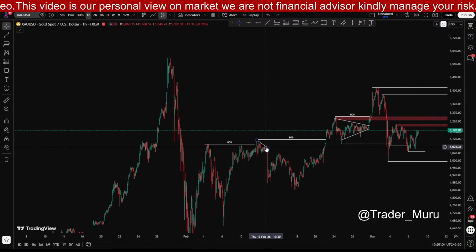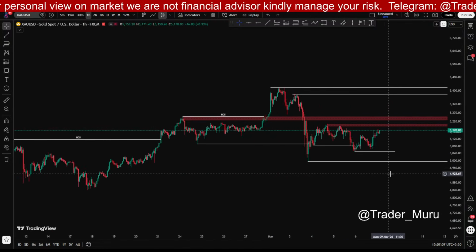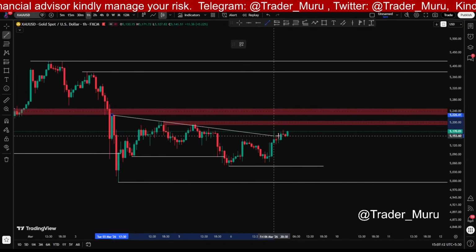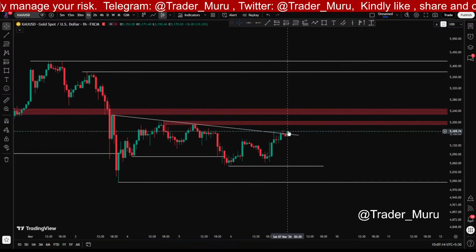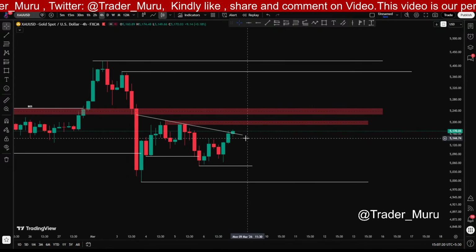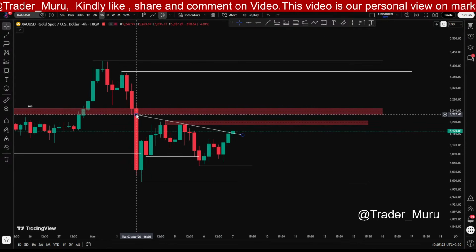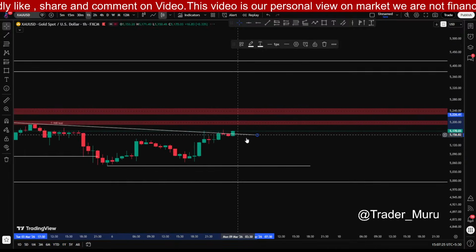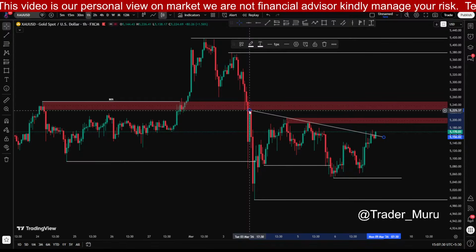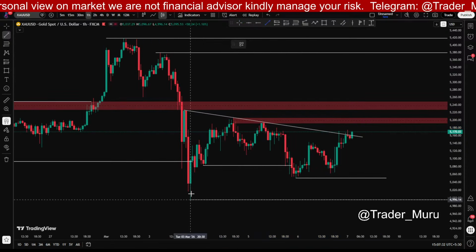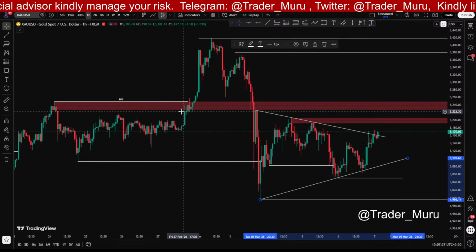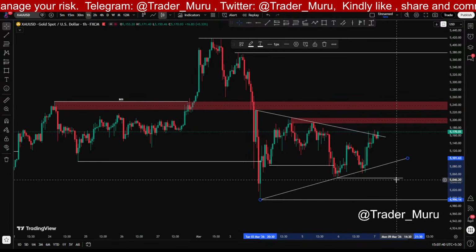And right now the current symmetrical triangle is here, from this top to this all the candles, and we have a breakout in 1-hour time frame. In 4-hour time frame it is also a candle closing above it, so we can expect price to test its highest liquidity area, which is present here at 5225, and it is also aligned with our 4-hour QML area.